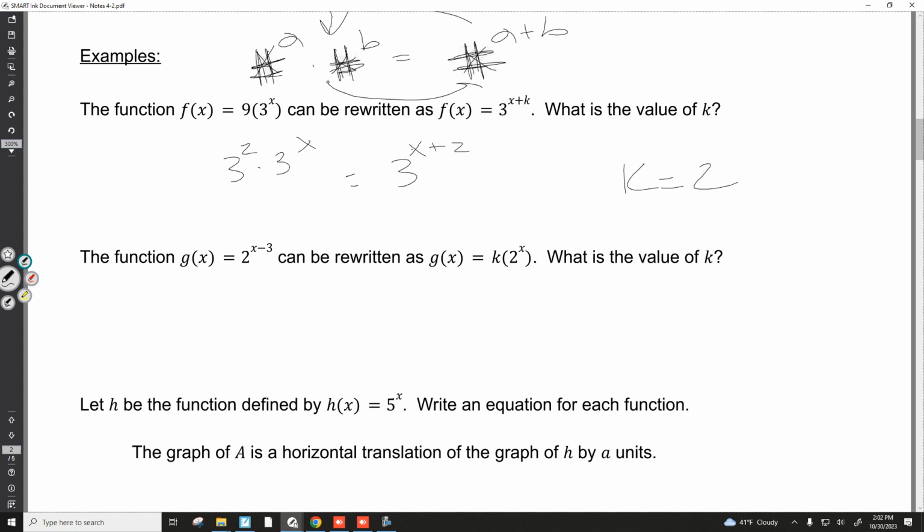Good. We start by saying 2 to the x times 2 to the negative third. You could say k is 2 to the negative third, but I'd like you to probably simplify that. So what's 2 to the negative third? Boom. You have K. K is 1/8. Cool.